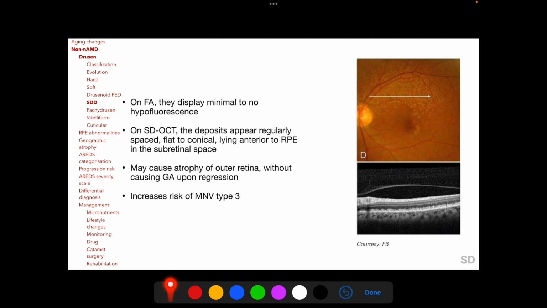the fovea. On SD-OCT, the deposits in SDD appear regularly spaced, flat to conical in shape, and lying anterior to the retinal pigment epithelium in the subretinal space, and this is where it differs from the more common types of drusen which lie in the sub-RPE space. And as we have discussed in the previous session, SDD increases the risk of MNV type 3.